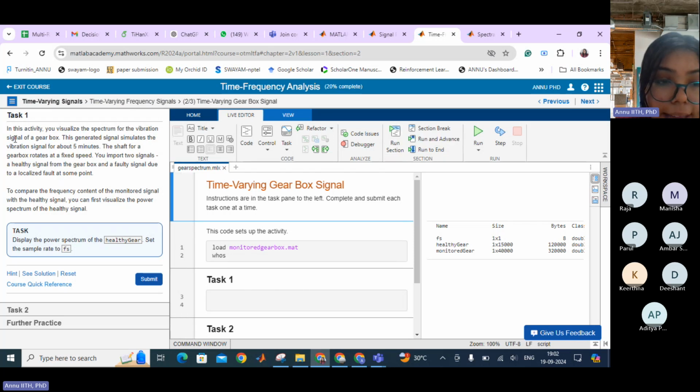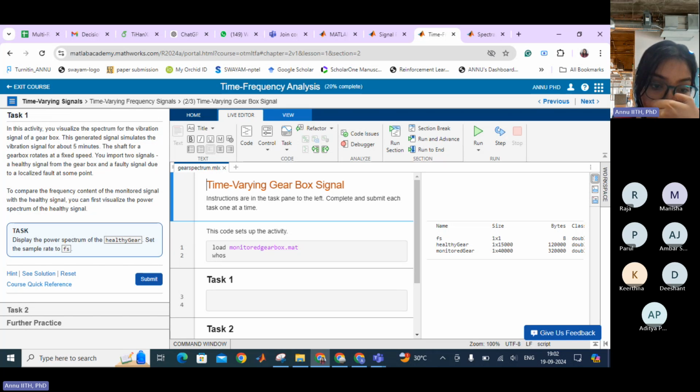Okay. So in this activity, we will observe the spectrum for the vibration signal of a gearbox, that we already saw. This generated signal simulates the vibration signal for about 5 minutes. The shaft for the gearbox rotates at a fixed speed. You have to import the two signals, a healthy signal from the gearbox and the faulty signal that will localize a fault at some point.